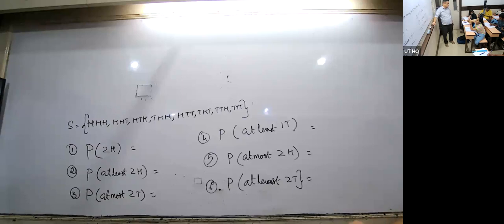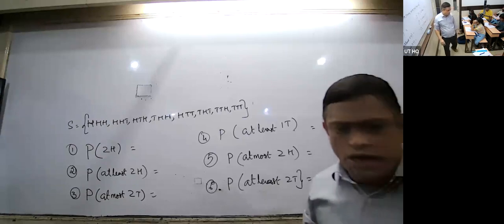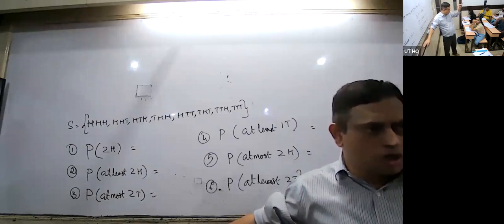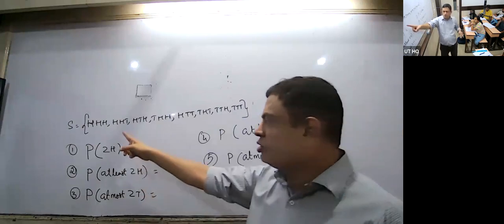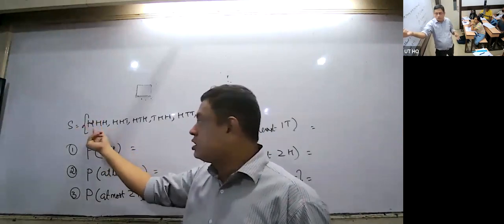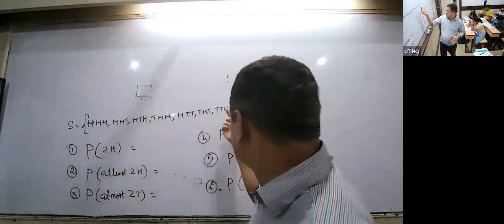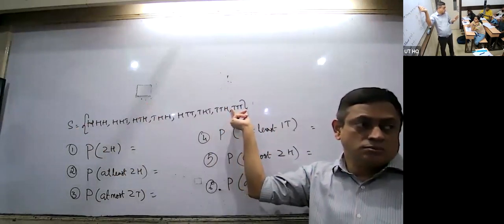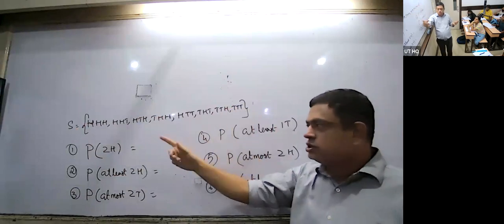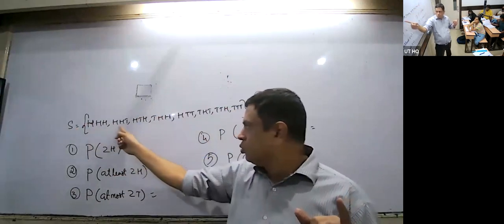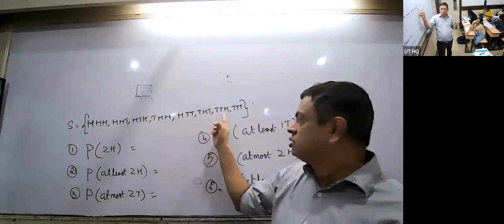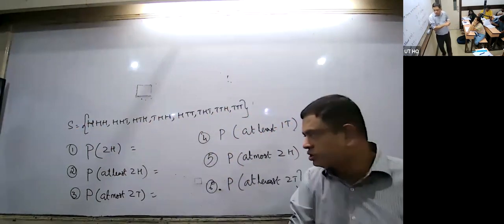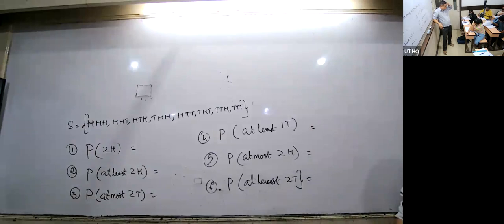At most, which one? Third one is at most two tails. At most two tails means 0 tail, 1 tail, 2 tails. Only one was missing, this one, 0 tail. At most means maximum 2 tails: 0 tail, 1 tail, 2 tails. Write down all the things, you get the answer. All of you followed? Yes.